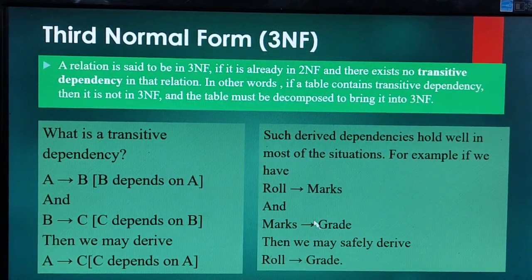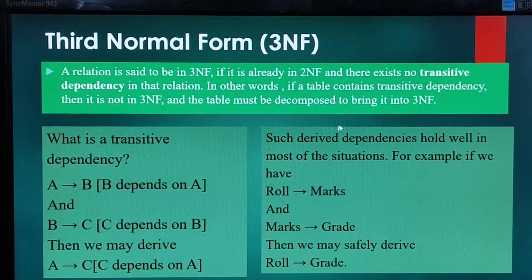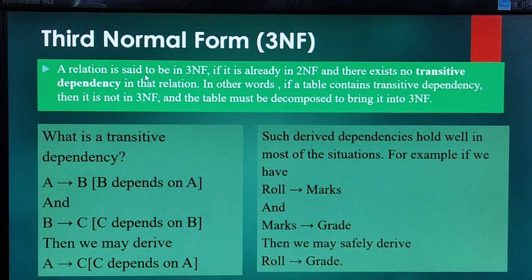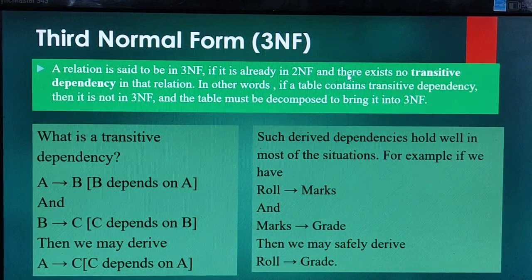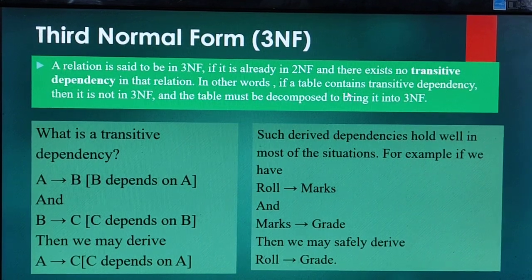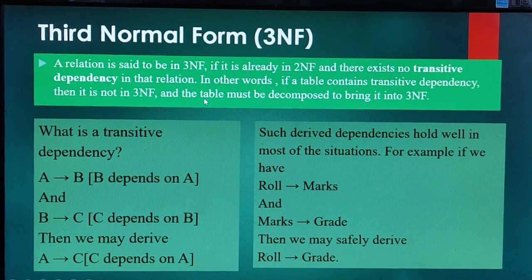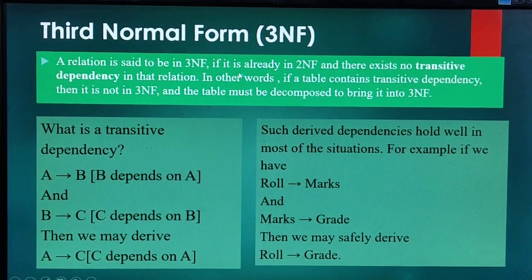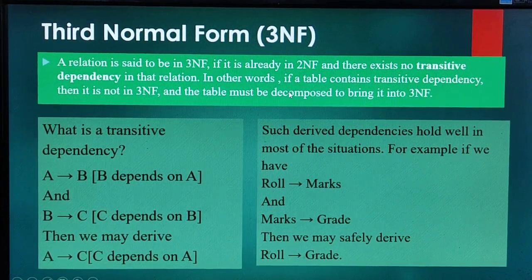In third normal form we have to make sure that this type of transitive relation should not be there in the relation. We will see the definition of third normal form. A relation is said to be in 3NF if it is already in second NF and there exists no transitive dependency in that relation. In other words, if a table contains a transitive dependency, then it is not in 3NF, and the table must be decomposed to bring it into 3NF. So this is the definition of third normal form.